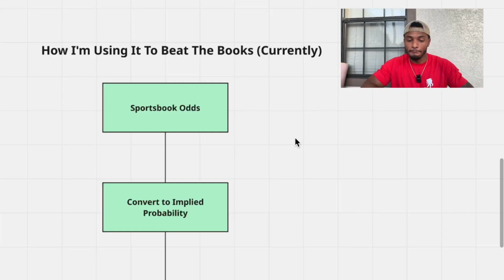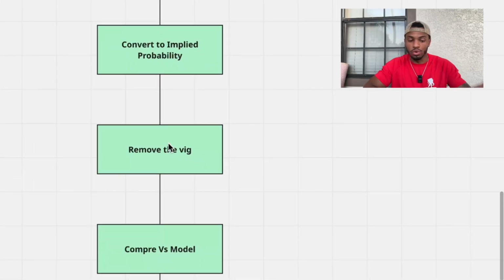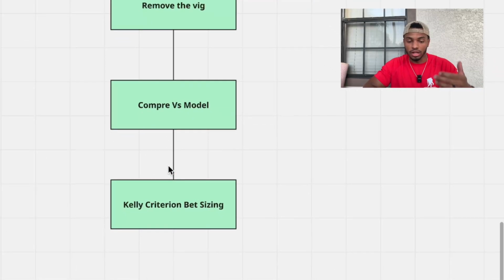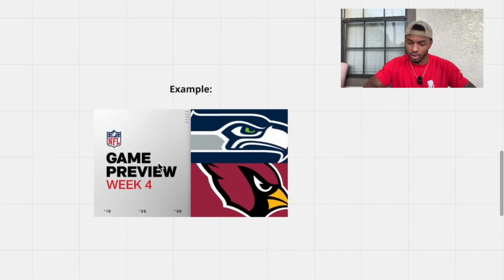sportsbooks. So what we do is we take the sportsbooks' odds for each matchup, we convert that into implied probability, we remove the vig, and then we compare what they say to what our model says. Finally, we use the Kelly criterion bet sizing, which is a formula some guy made up. I don't really know all the math behind it. And then we use that to place our bets and come up with our outcomes.